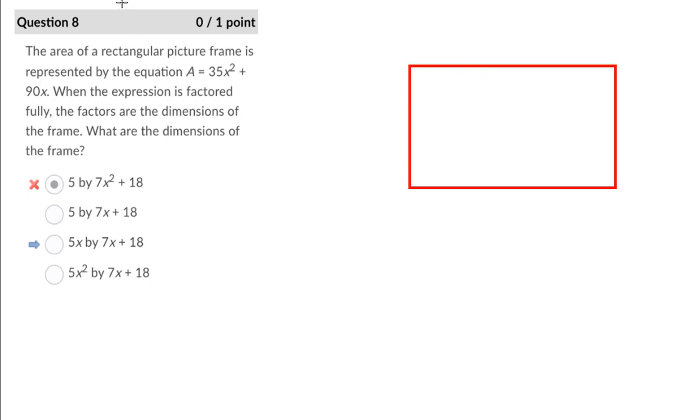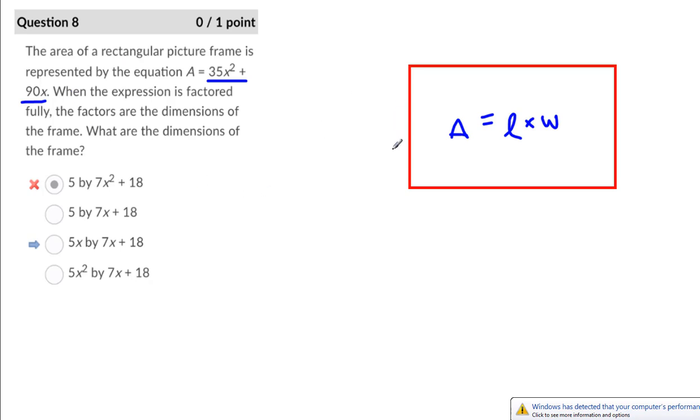So, let's get a blue pen here. I'm going to go, okay, the area is length times width. So that means if I multiply two things together and I get 35x squared plus 90x, that means I've got the two right ones. So when the expression is factored fully, the factors are the dimensions of the frame. So I need to factor this fully, and then I'm going to have two algebraic expressions, one for each side.